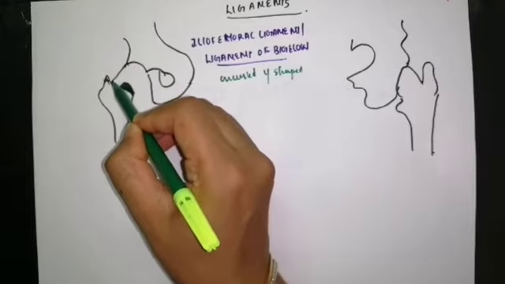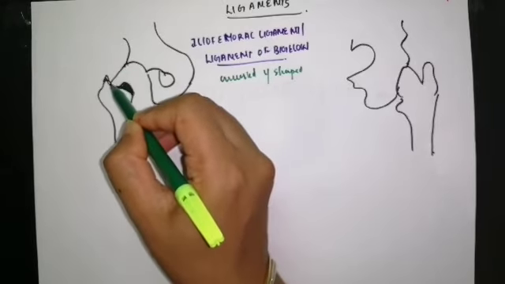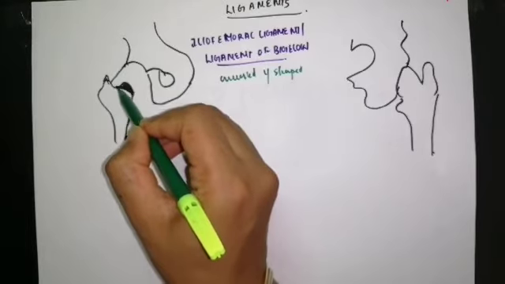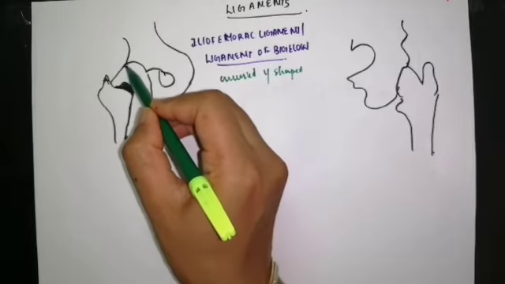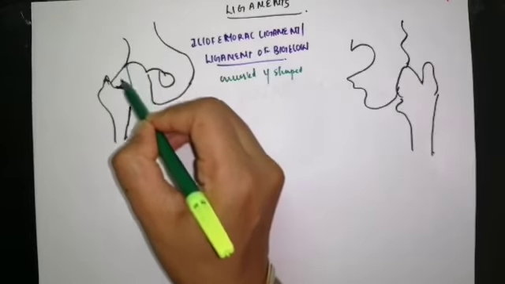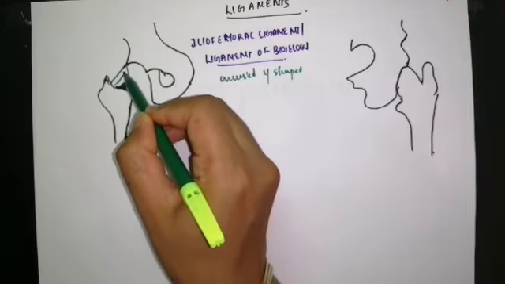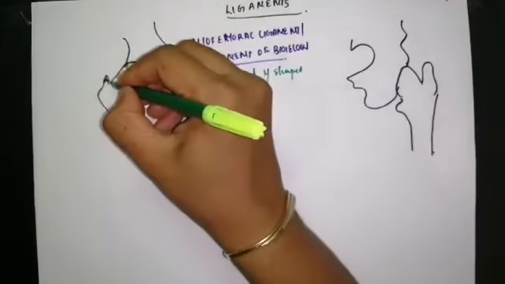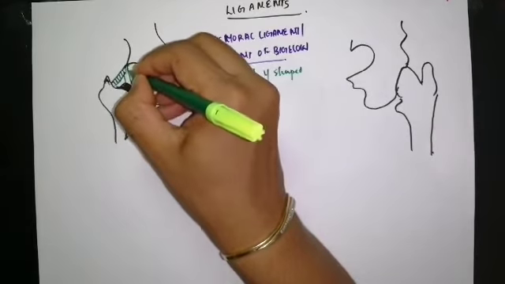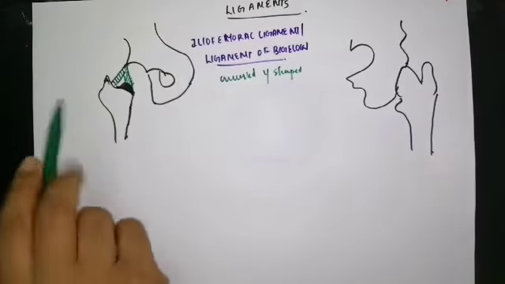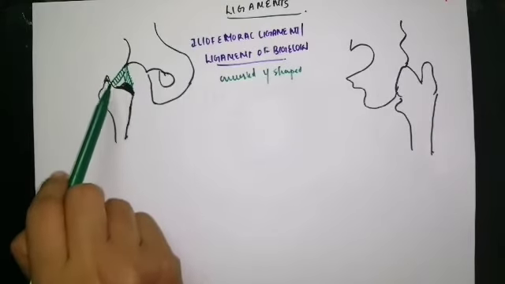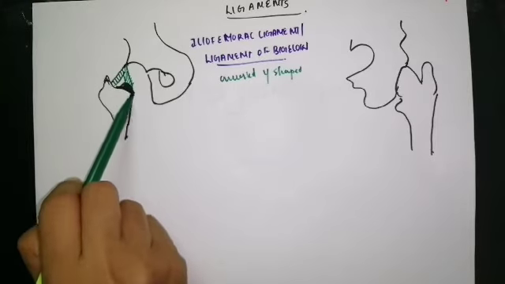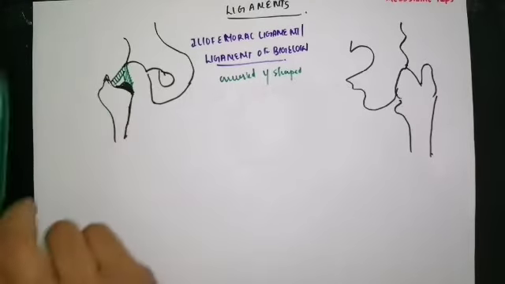Now the base is attached to the intertrochanteric line. So what you see here is the intertrochanteric line. The base is attached to the intertrochanteric line like this. So it is an inverted Y-shaped ligament like this. The apex is attached to the anterior inferior iliac spine, and the base of the ligament is attached to the intertrochanteric line on the femur.